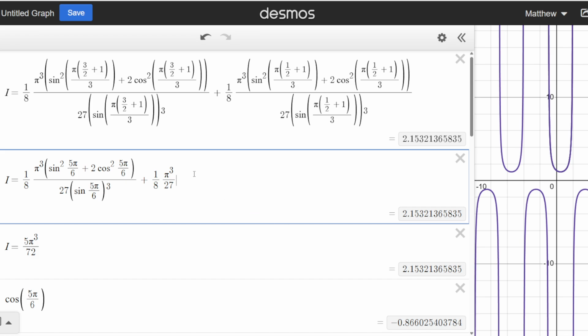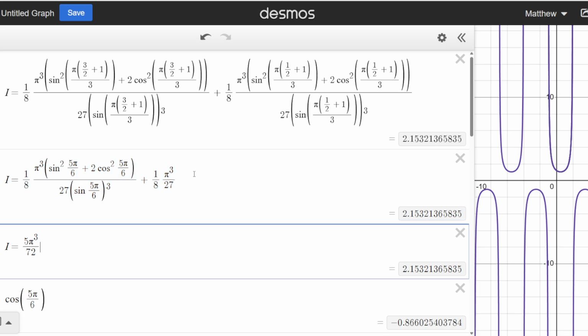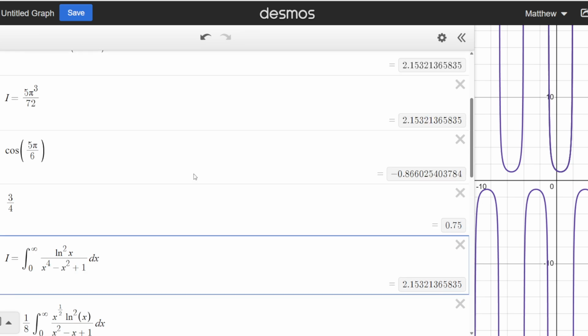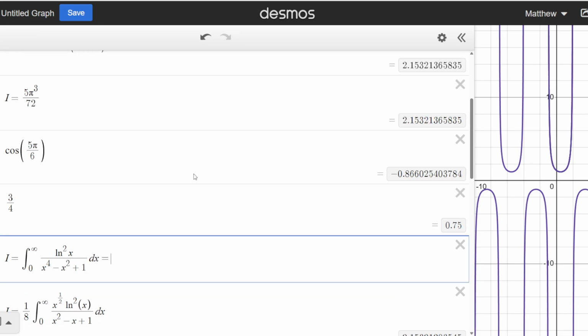All right, and after doing all the algebra and trigonometry on that, we arrive at a final expression of 5 pi cubed over 72. So let's just state that. Where's our integral? And this is equal to 5 pi cubed over 72.